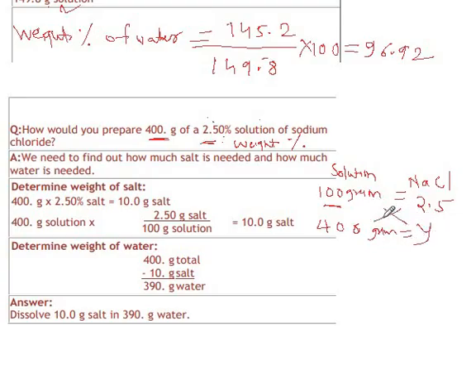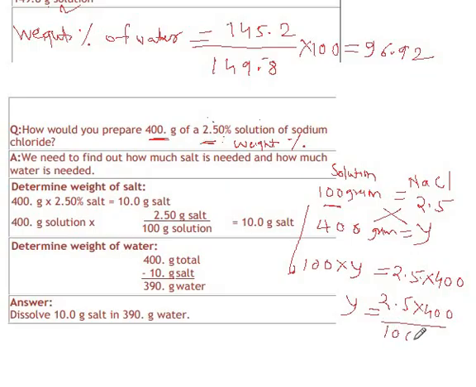Then you have to take cross multiplication. What is the cross multiplication? 100 into Y is equal to 2.5 into 400. From this you will get Y equal to 2.5 into 400 divided by 100. How much is it coming? That is coming 10 gram. That means 10 gram of NaCl is required to prepare 400 gram solution.